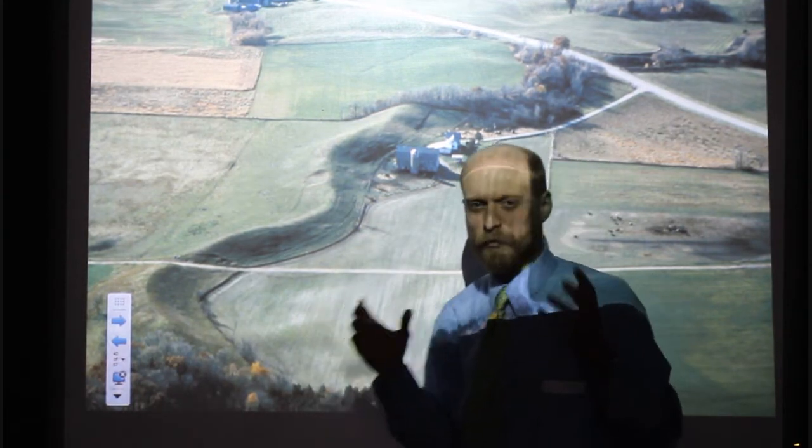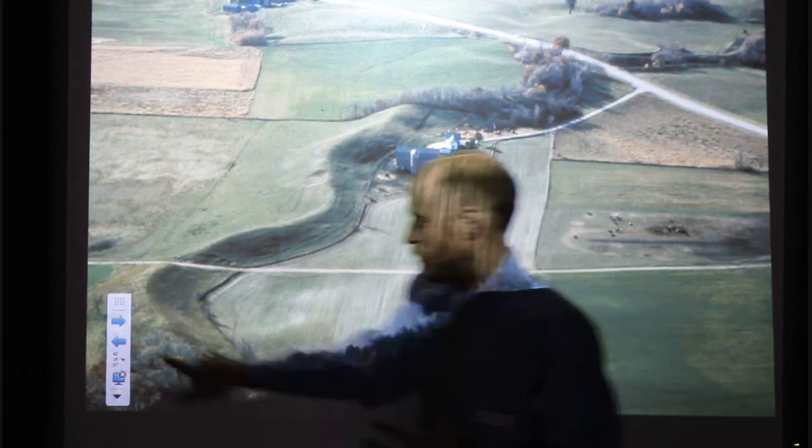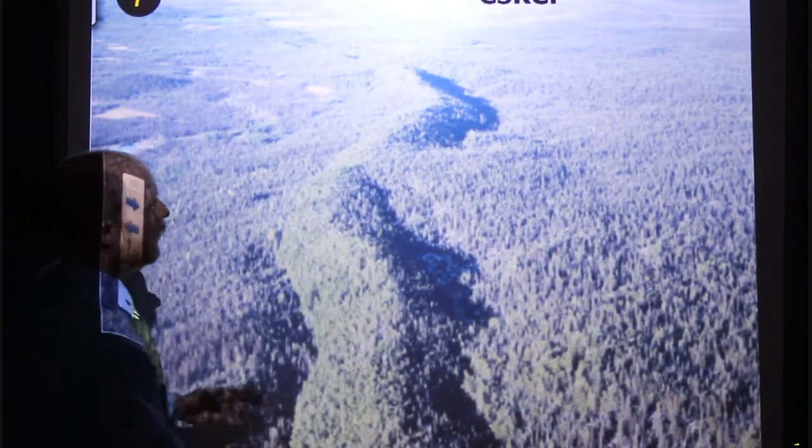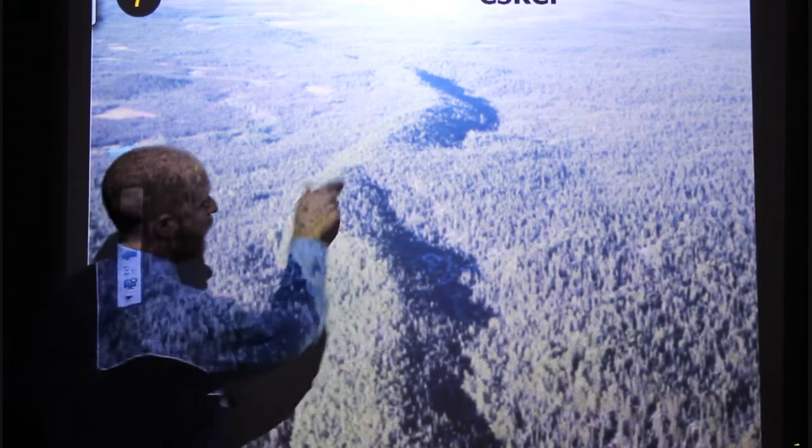It's just one of those really cool things about earth science in general. And here's another picture of it here. Another picture of a different location. You see an esker here.